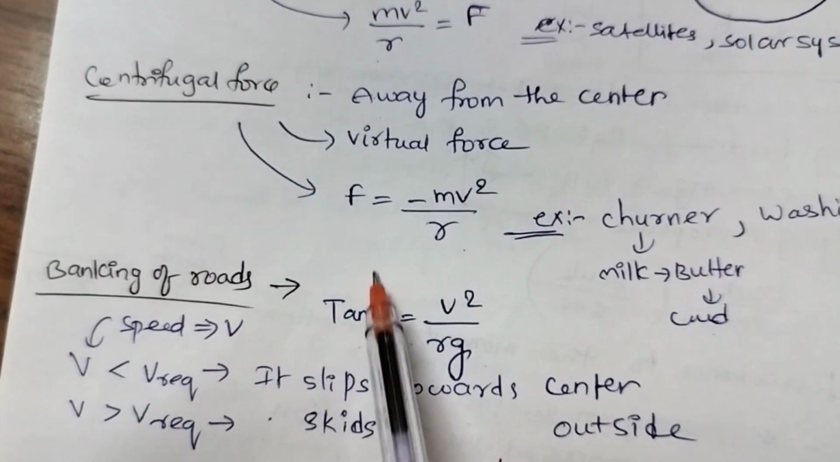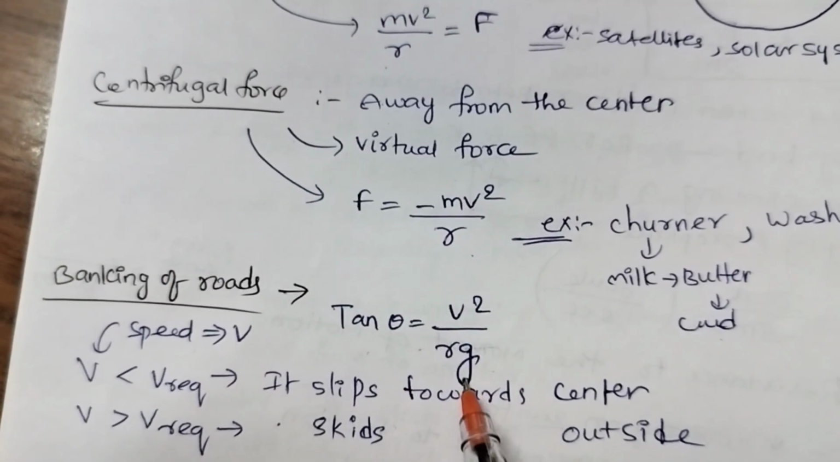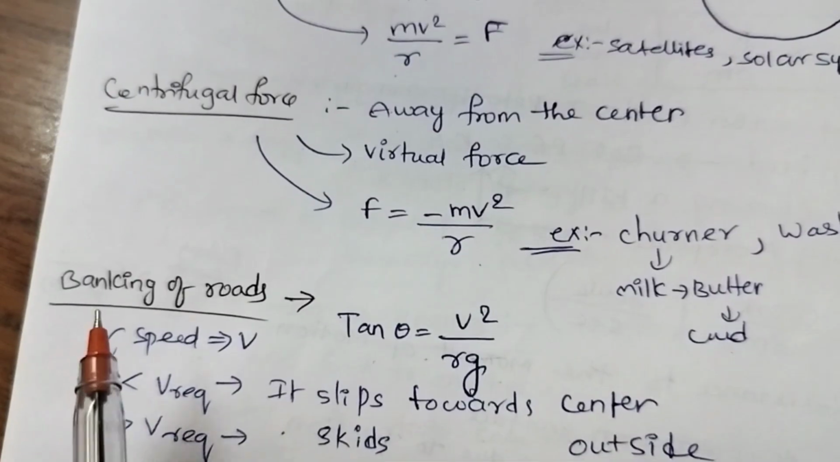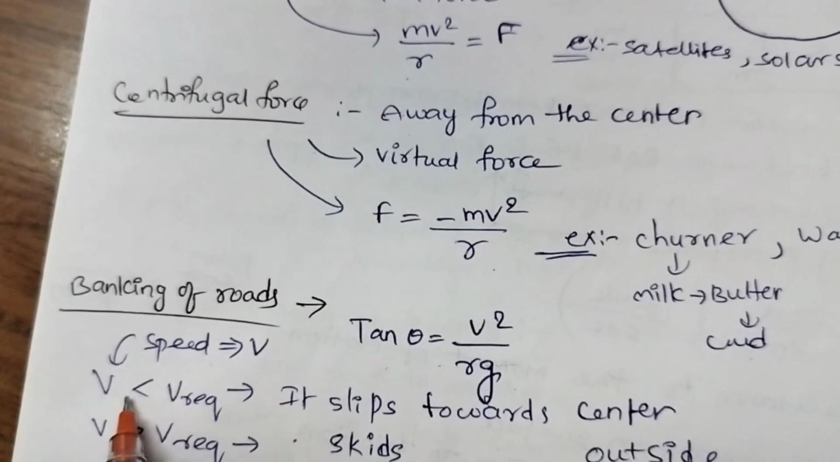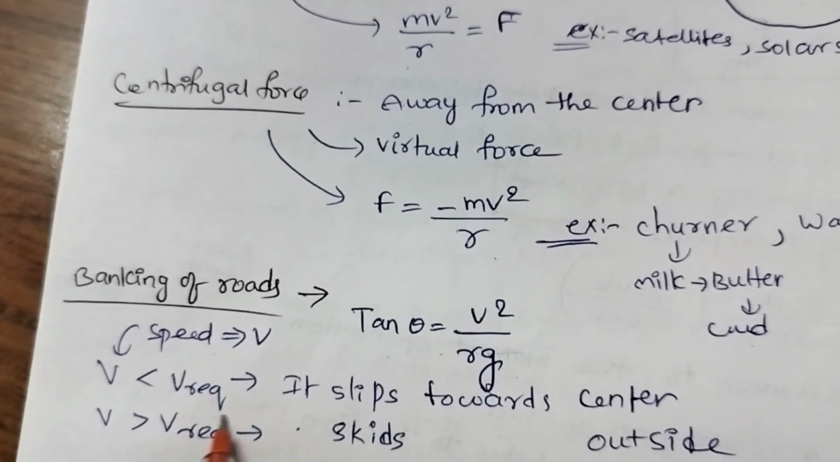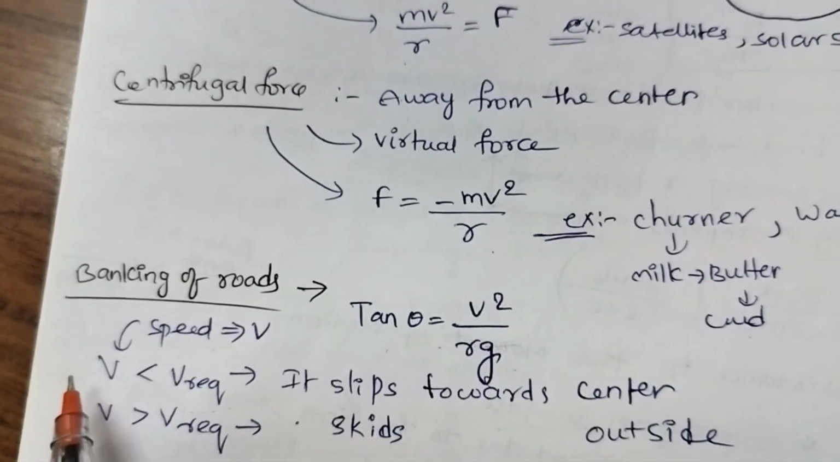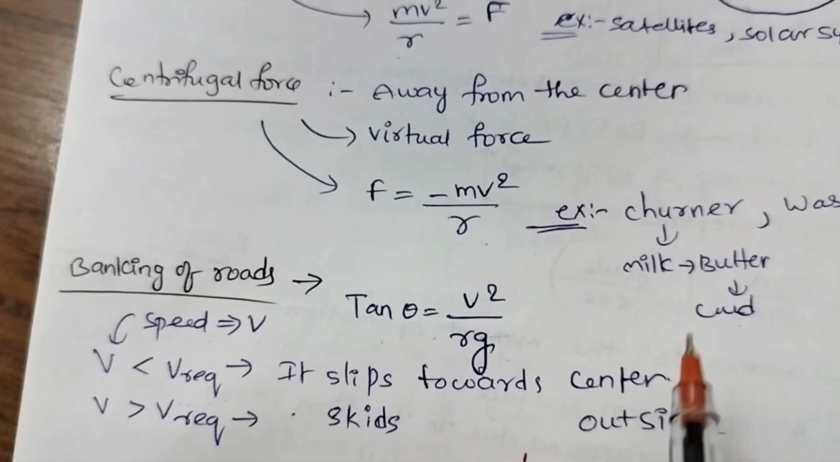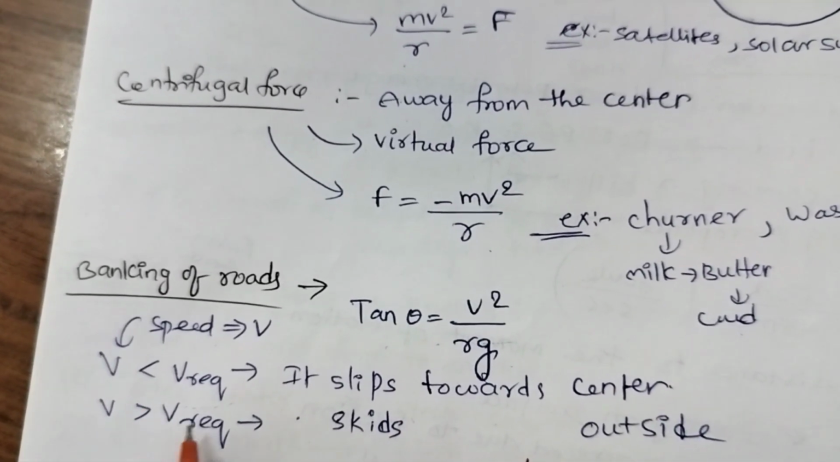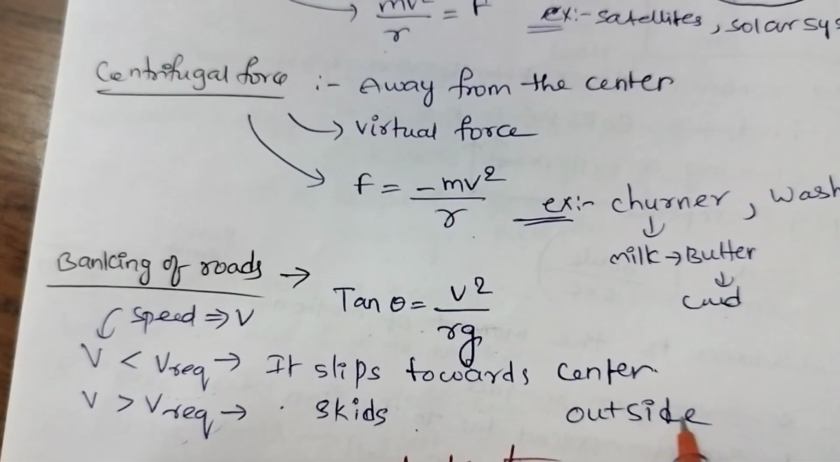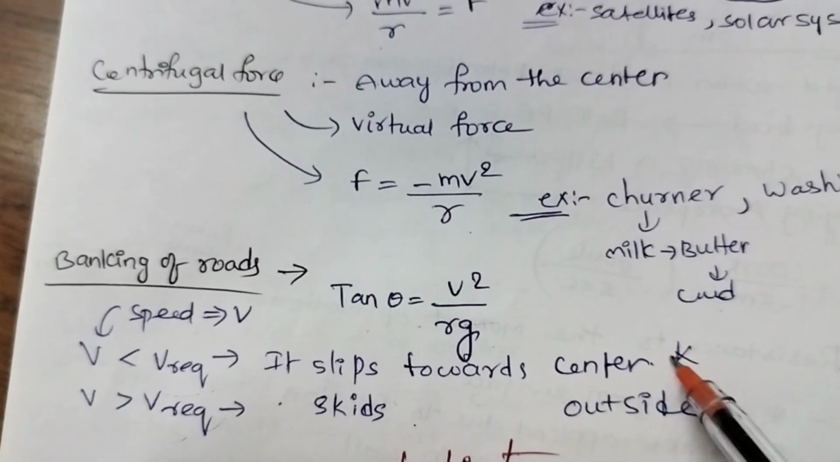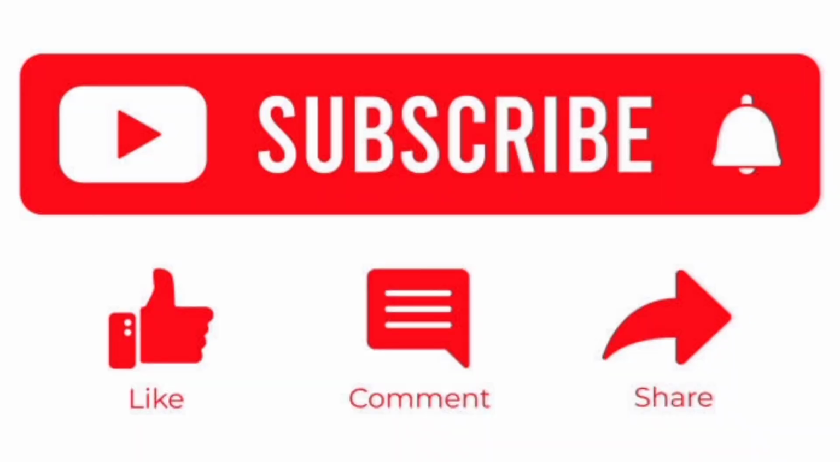Banking of roads generally has a formula: tan theta is equal to v square by rg. Okay, if v is the speed, if the required v is more than the actual speed, then it shifts towards the center. If the actual speed is more than the required speed, then it skids towards the outside. These are important. So this is about the chapter mechanics.